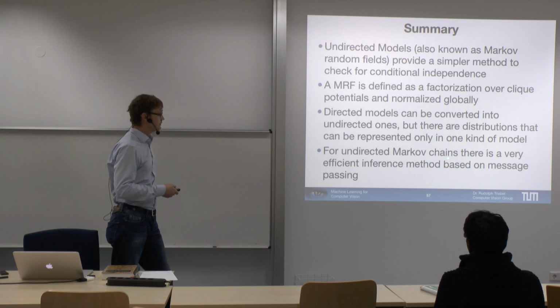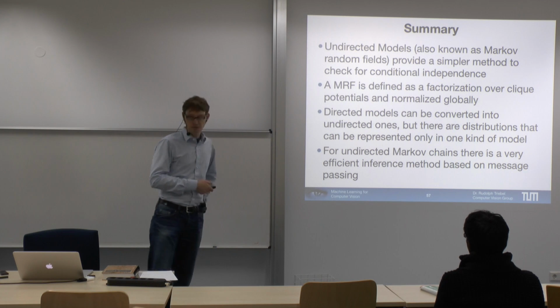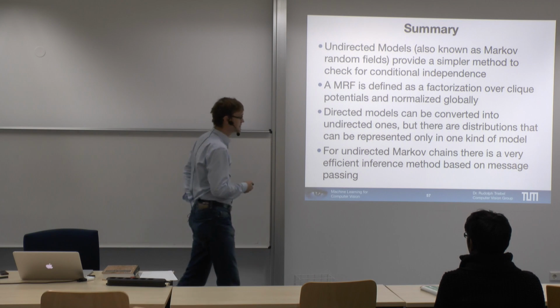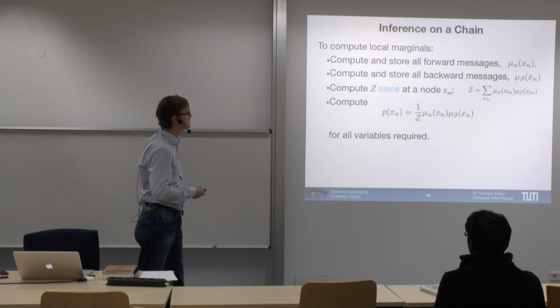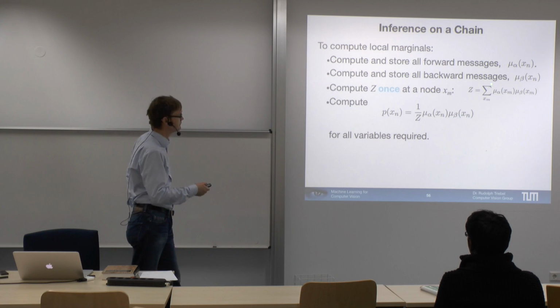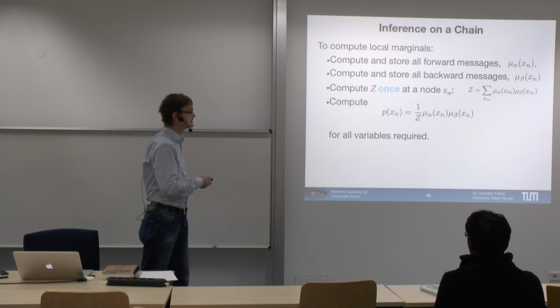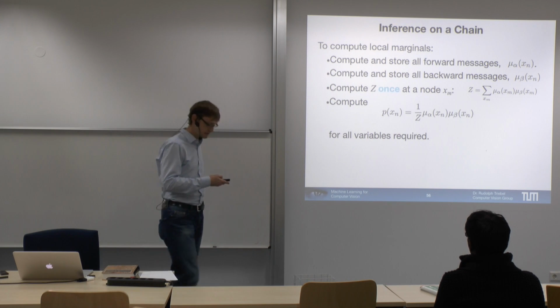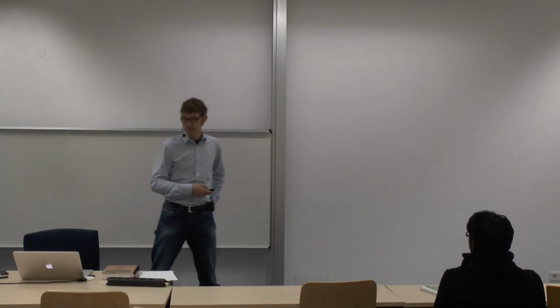And then for undirected Markov chains, we have seen there's a very efficient inference method that is based on message passing. And next lesson we will talk more on message passing, because this message passing algorithm here basically is this algorithm here, right, where we compute the messages and then backward messages and then Z. It's a very simple algorithm, but it can be extended to more general graphs. And this will be done next week. Thank you.